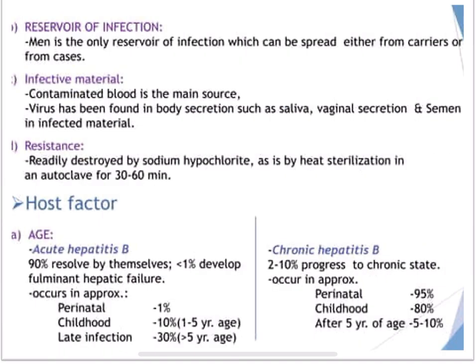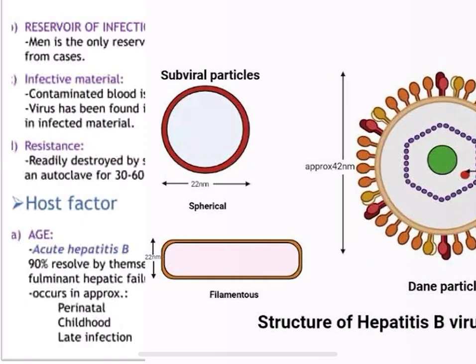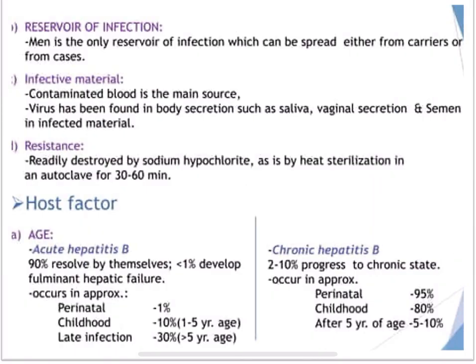Now we're moving further to the reservoir of infection. Man is the only reservoir of infection, which can spread either from the carriers or from the cases. Very clear from the first slide itself that the patient can present as a carrier as well as a case. So the active cases can act as a reservoir of infection. Even the carriers will act as a reservoir of infection.